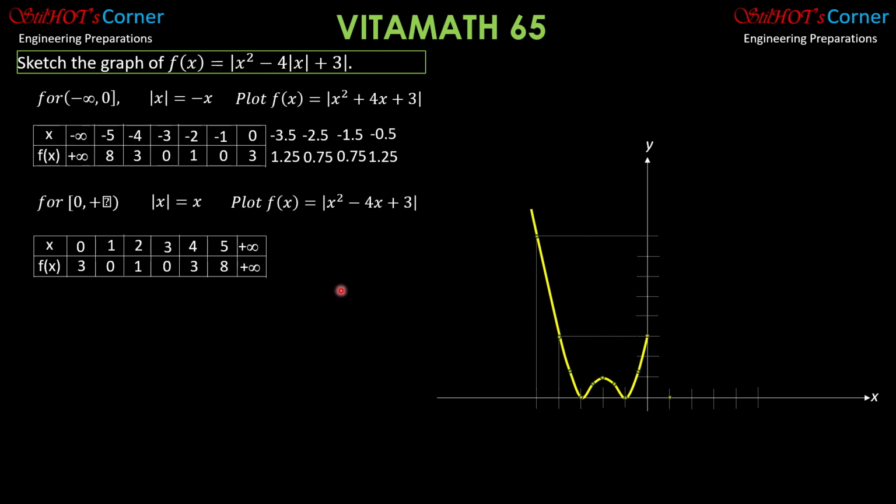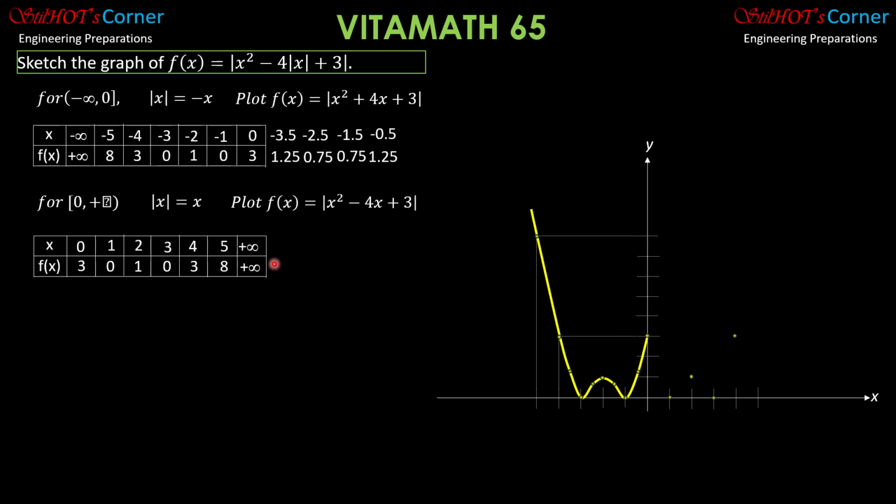But let's insert intermediate points like 0.5. So let's plot first 1, 0, 2, 1, 3, 0, 4, 3 here, and 5, 8 there. Then positive infinity, positive infinity.